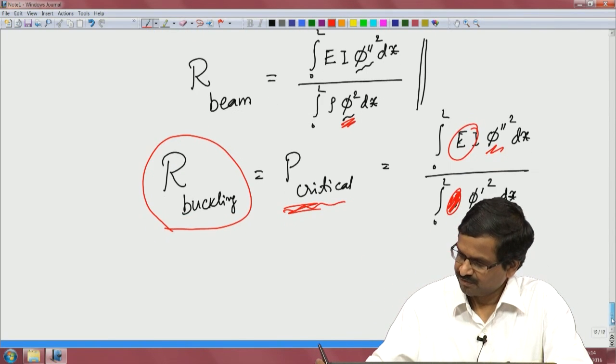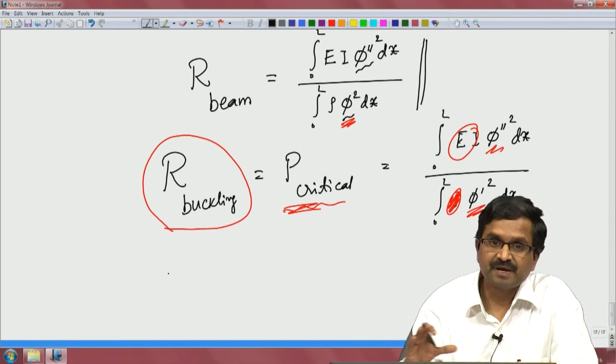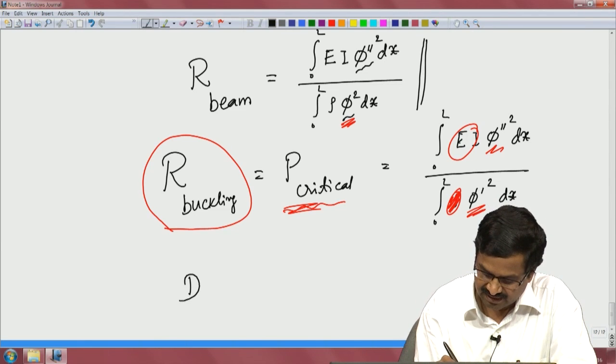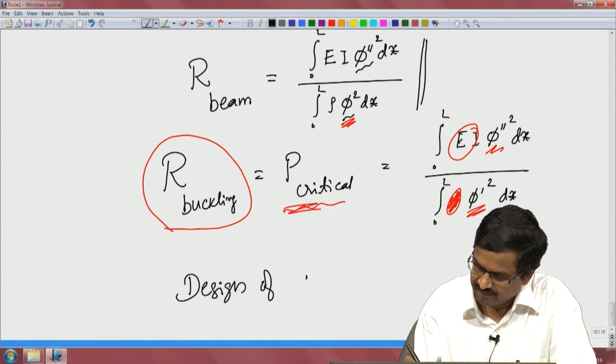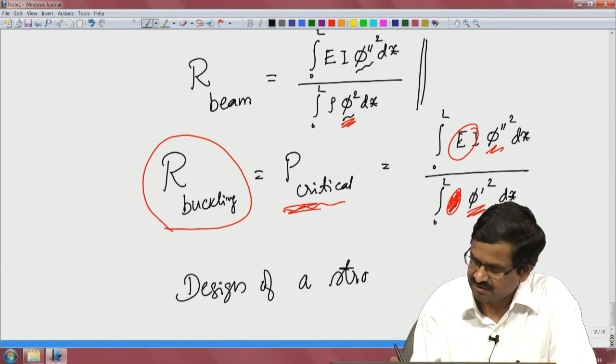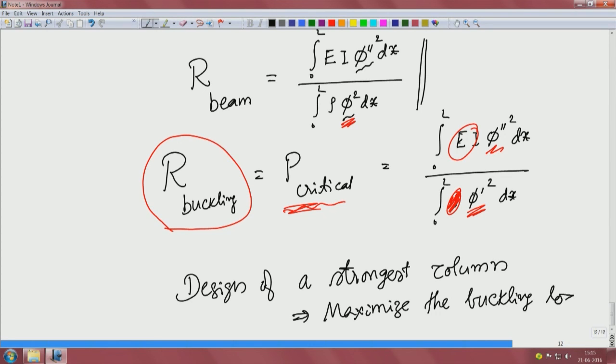So, what we will do next is, we have discussed mechanics, now we will discuss design. When I say design of the strongest column, that is, we maximize the buckling load, and that is what we will do, okay.